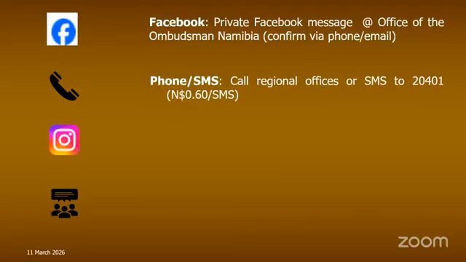On a phone or SMS, you can call our regional offices. Our telephone numbers can be found, be it online or at regional offices. Just give a call or an SMS on the line on the screen, 20401, and you can provide your complaints.